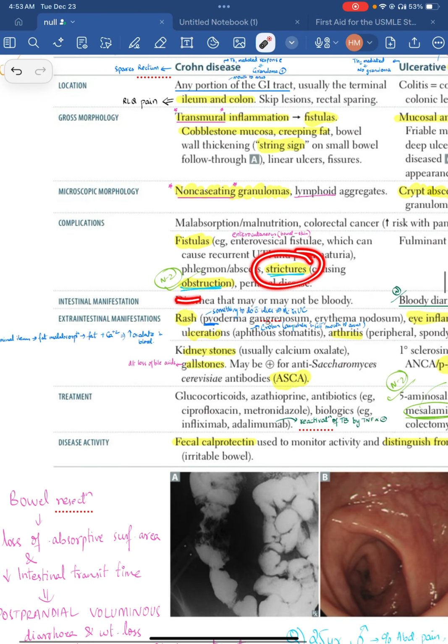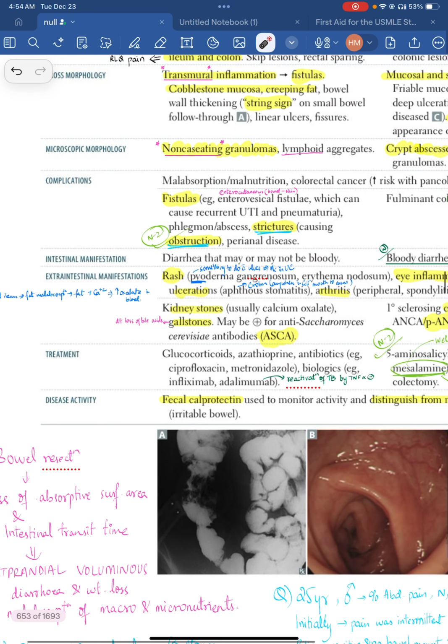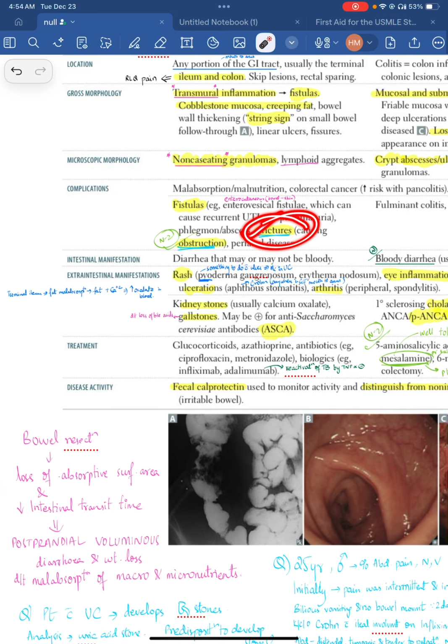And these strictures will cause obstruction. Oh my god, we have to emphasize the amount of questions they ask on this. Basically, they give you a scenario of a patient who has had recurrent diarrhea episodes in the past, and now he has abdominal pain, bilious vomiting and everything, and they present the patient as an obstruction case and then ask what was the predisposing condition that led to this. So it is Crohn's disease, guys. Crohn's disease caused him strictures, and now these strictures are causing obstruction in this patient.